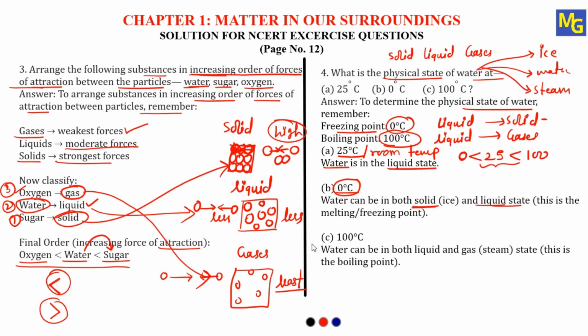Then the third one is 100 degrees Celsius. Again same, very simple. 100 is the boiling point. So at 100, water started boiling. Means just now started, so some water is still in liquid state and some water is converted into gaseous state. Therefore, water can be both liquid as well as gaseous state. This is the answer for question number 4. Now we'll move to the next question.